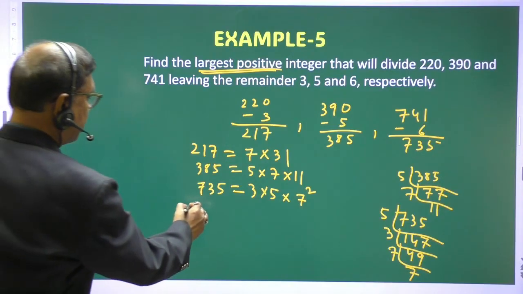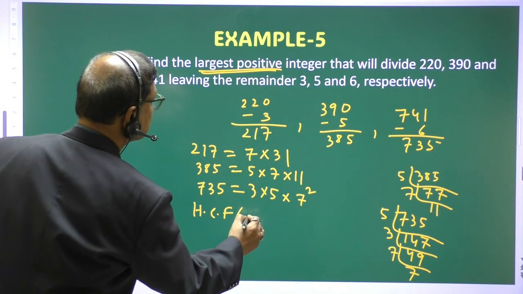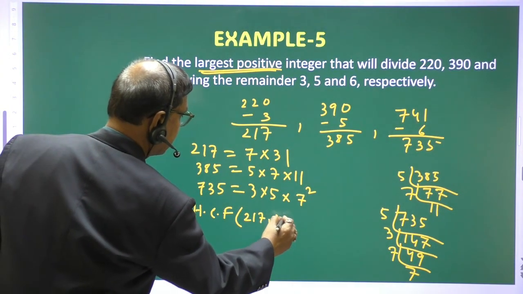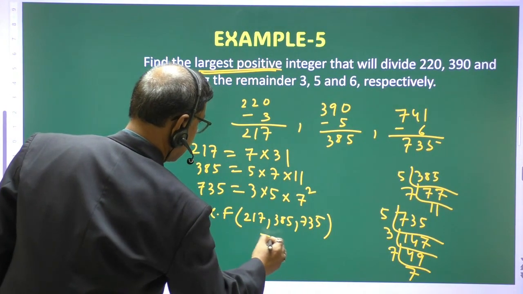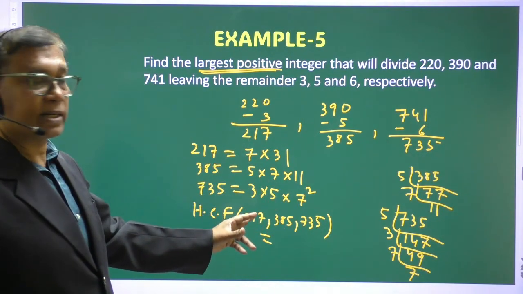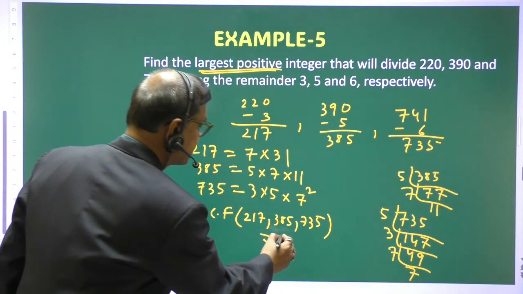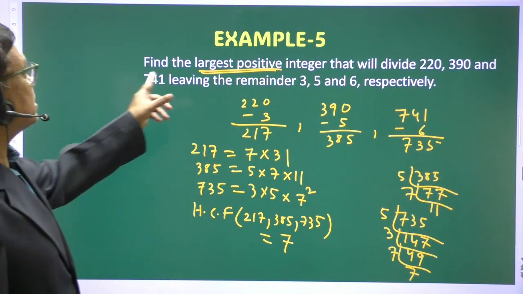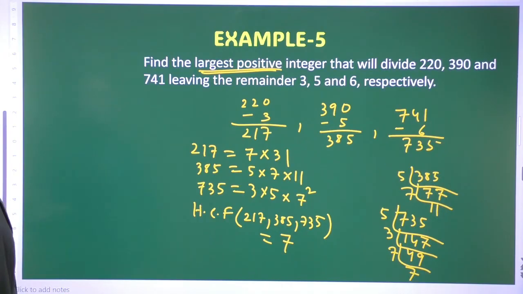So the HCF of these three numbers, 217, 385 and 735, only 7 is the common factor, and having the lowest power is 1. That means 7 is the HCF value, and this 7 will be the answer of this question. Clear?